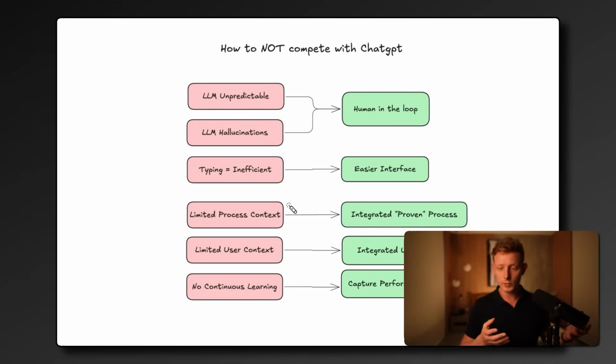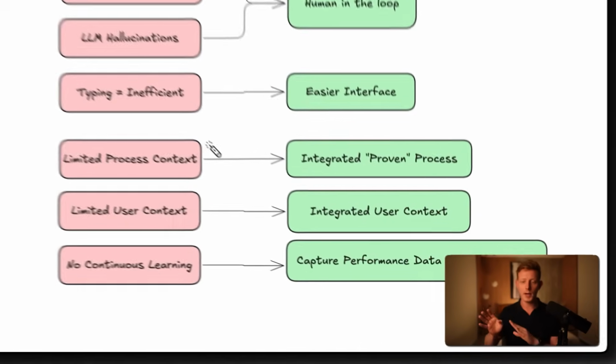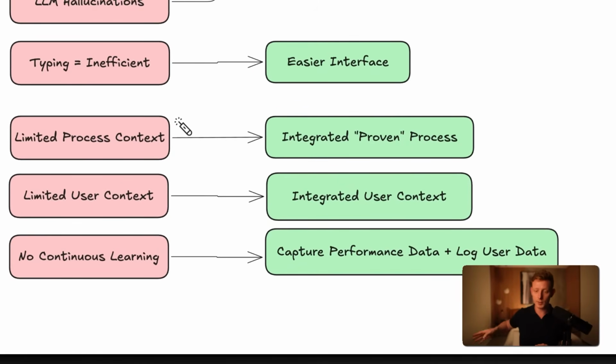So the first ones are, of course, LLMs are generally still not perfect, right? They are unpredictable. There are some hallucinations. So the way we go around that is by building lots of human in the loop in the system, which I'll get to later in this section too. Then the second thing is, typing can actually be a really inefficient way to execute on a process. You just think of yourself, how many times you have to re-explain the same thing you're trying to do in ChatGPT over and over again. So we can actually build an interface that's much easier to use for a specific process, right? Which I'm going to get to in a second too.